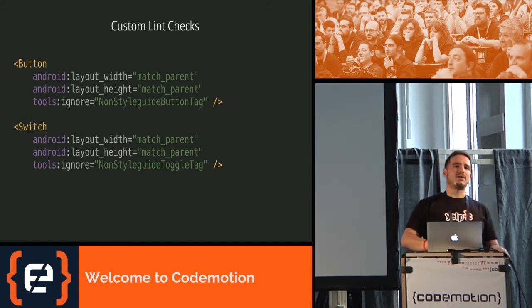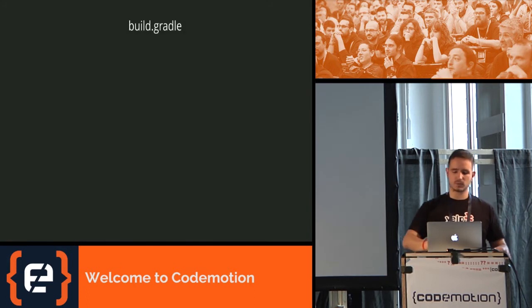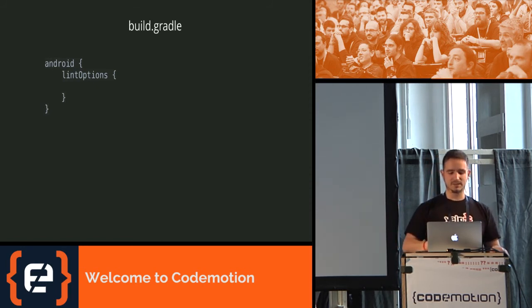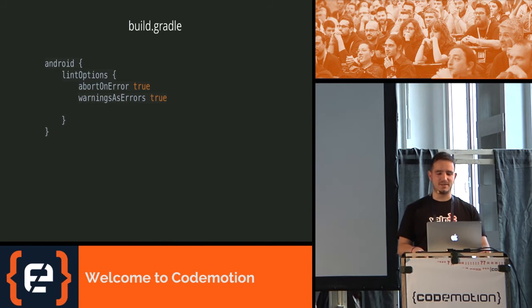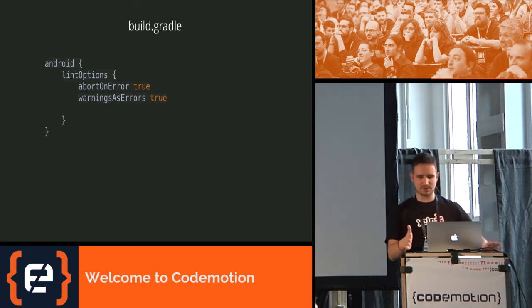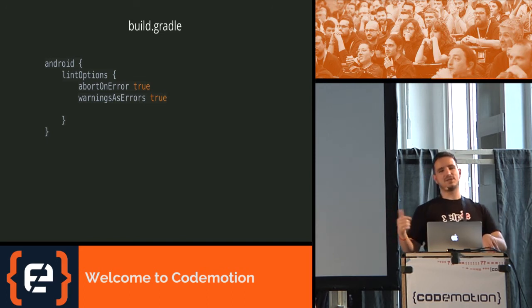So how we set up our lint infrastructure: we have a build.gradle file. Inside the build.gradle, you can provide a lint options block. And first of all, we do not believe that warnings are useful for developers because most of the time they're ignored. So we set all warnings as errors, and we abort the build on errors. This means that if you start using a stock button, and you're not using our custom button, your build will break.